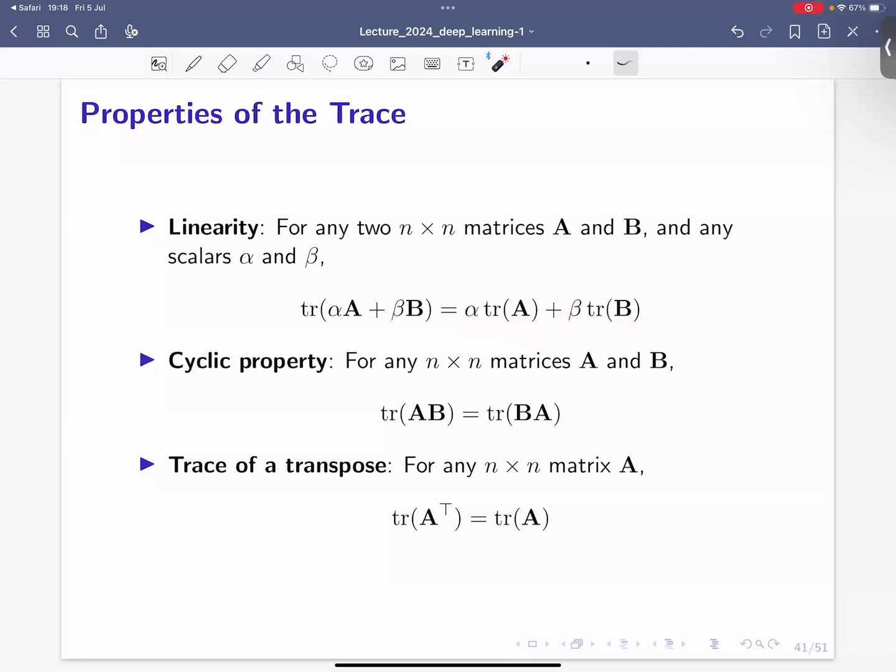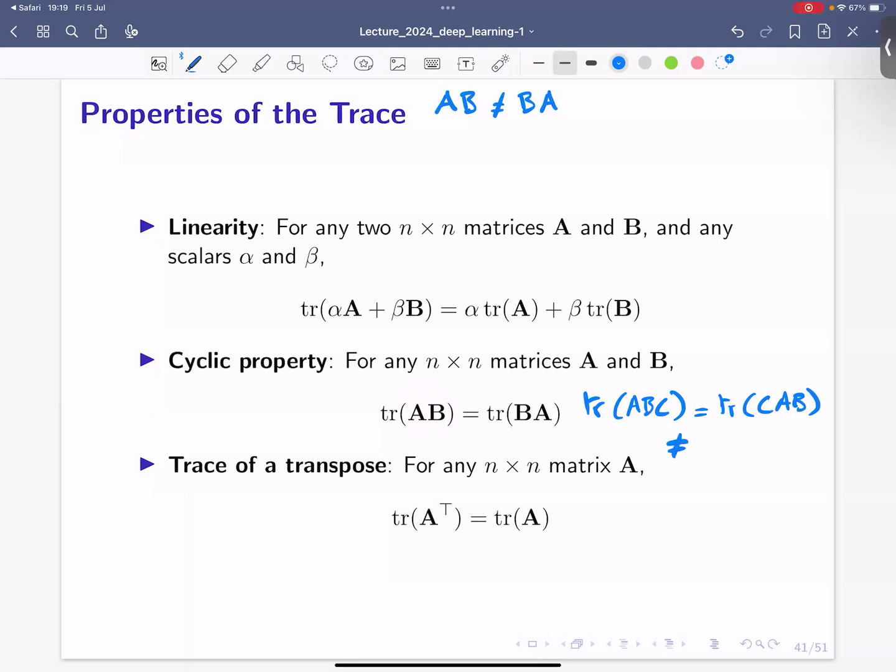The second property is the cyclic property. What it says is that the trace of AB is equal to the trace of BA. It's important not to confuse that and say that AB is equal to BA, right? We said that when you multiply two matrices, this is not true. But the trace has a so-called cyclic property, which means that you can take either the first entry and move it to the end, or the last entry and move it to the beginning. To be concrete, if I have a trace of A times B times C, so three matrices, I can take the C and move it to the beginning. So I could write that this is a trace of CAB.